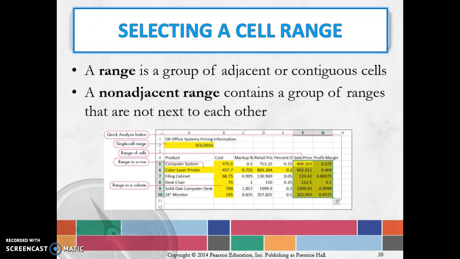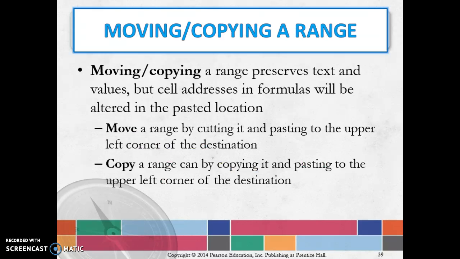Next, you're going to learn about how to select a cell range, both cells that are next to each other and things that are not next to each other. So a range is just a grouping. So we can have some that are right next to each other, or we can have just different sections of them. And so you're going to look at how to do that. And then once you know how to select a range, then you're going to look at how to move it or copy it and paste it.